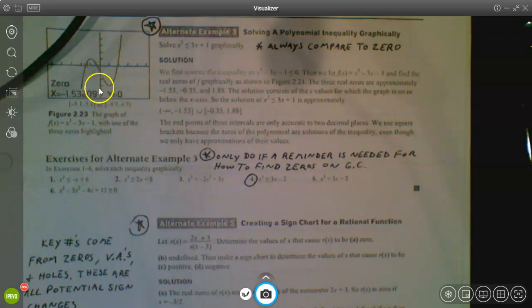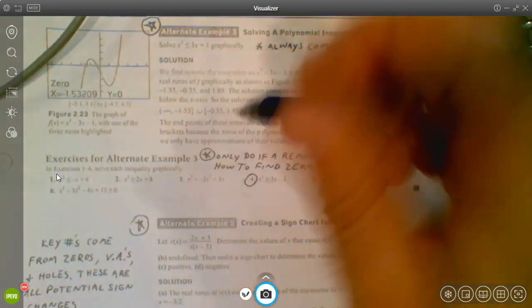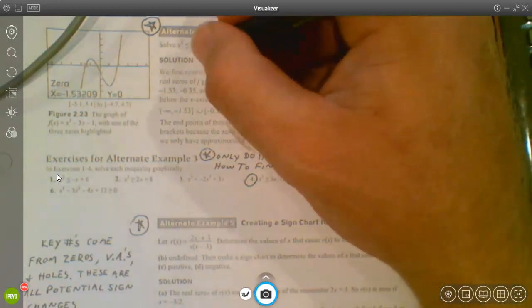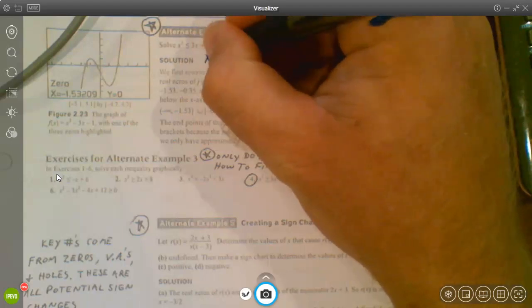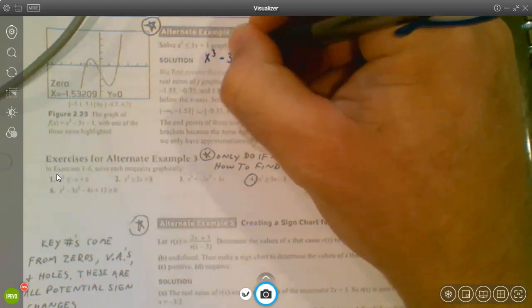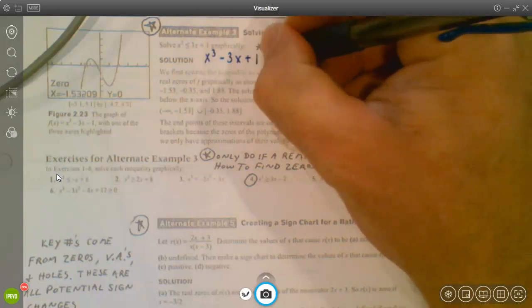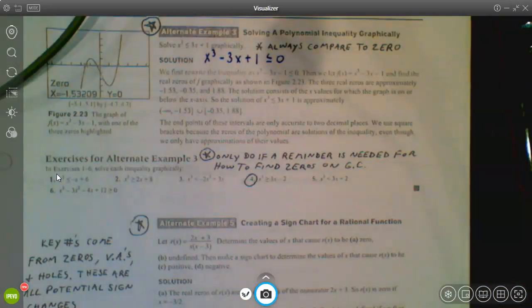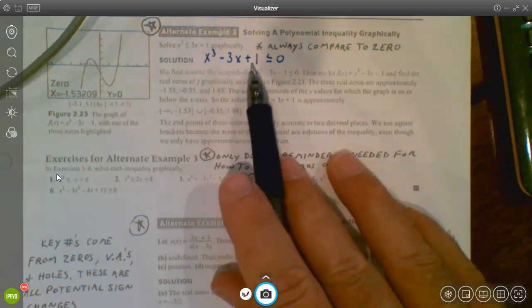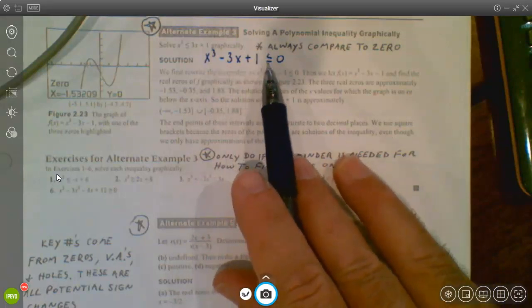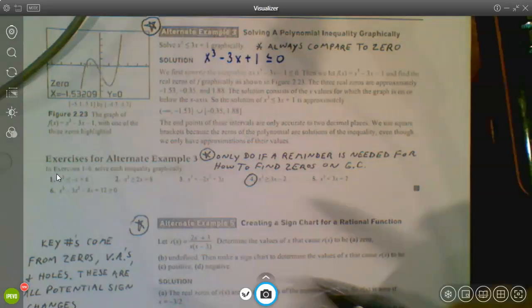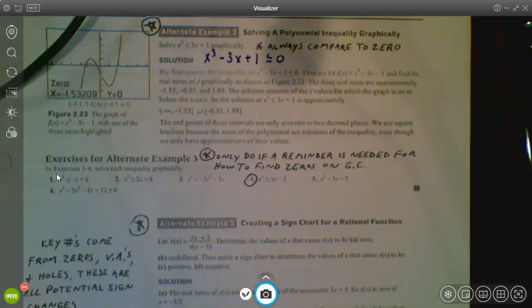So as I look at this, we found the zeros, and then if you go back to the original function, it looks something like this. So we compared it to 0. So ultimately what they're asking for is which sections of this function are less than or equal to 0. So I am looking for the negative sections of the graph.